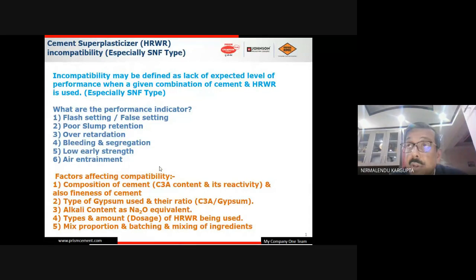If the cement is very fine, then you need to pour more admixture. Type of gypsum used and their ratio. Type of gypsum, I will come. Next slide may have it. There are 3 types of gypsum. One is dihydrate, the other one is hemihydrate, the third one is anhydrate. Dihydrate means calcium sulfate and 2 water molecules are attached to it. This is called dihydrate, actual gypsum.